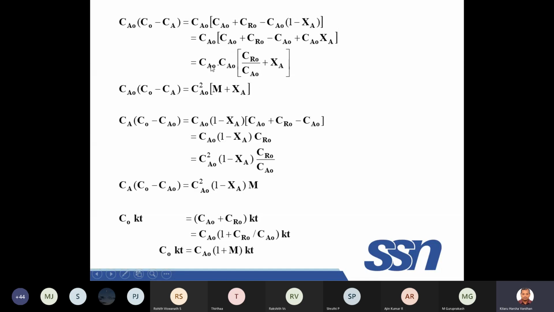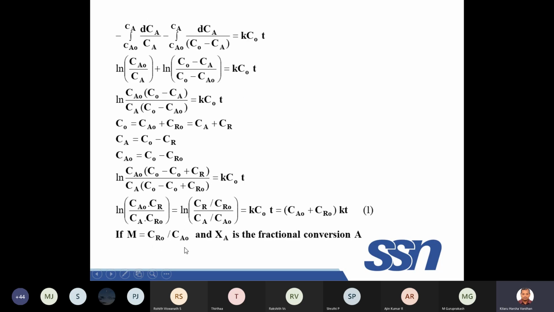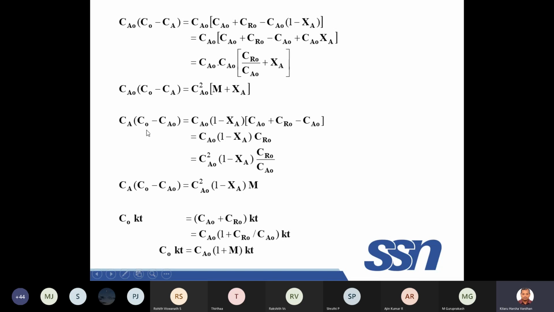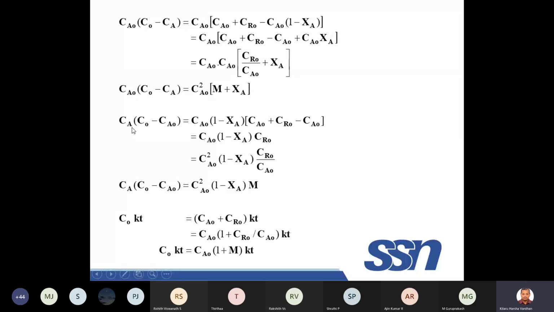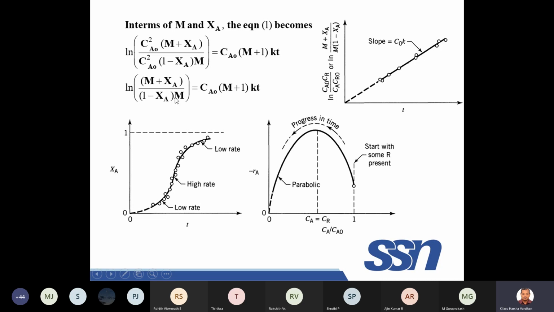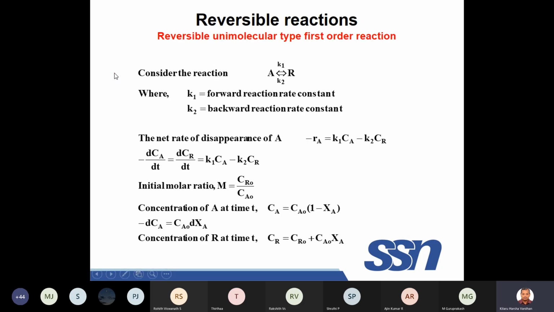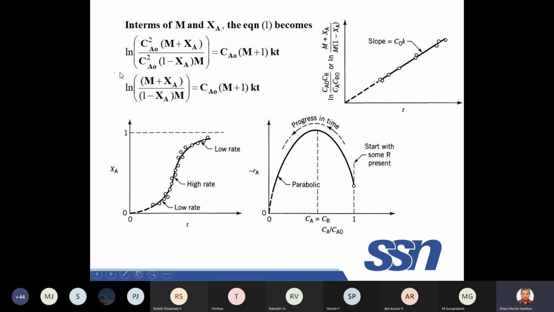Then try to take something common so that you get a simplified equation, right? Like that, Ca naught into Ca minus Cr is Ca naught square into M plus Xa, where M is Cr naught by Ca naught. Do that again, substitute it, and you are left with the final form of the equation. This is a very important equation in terms of M.